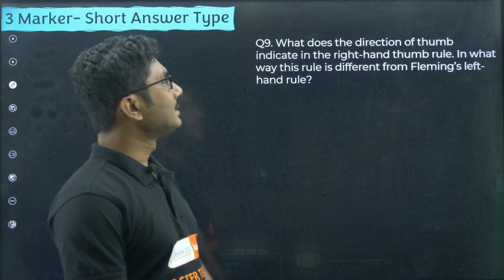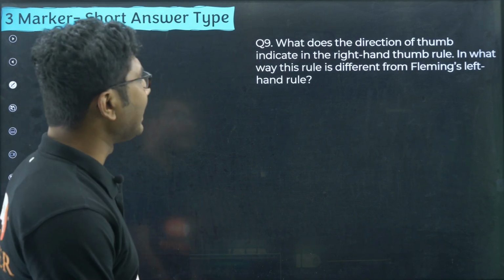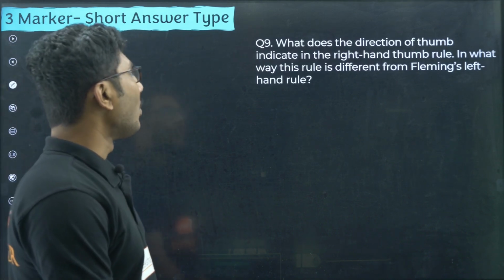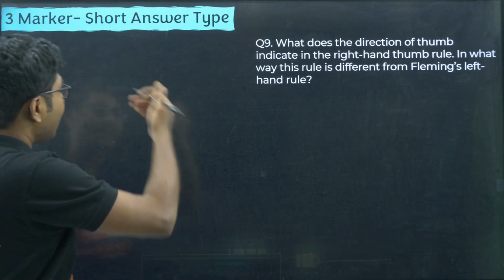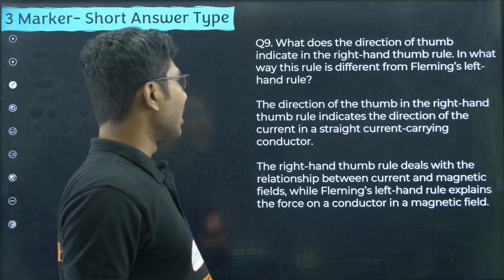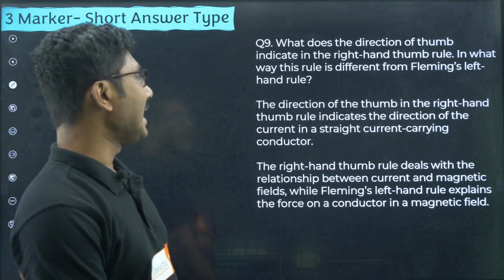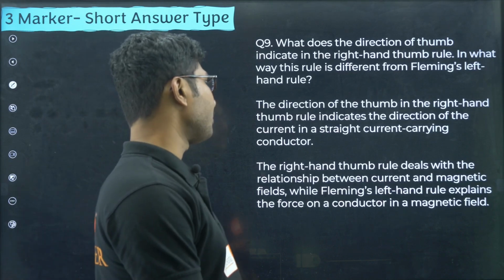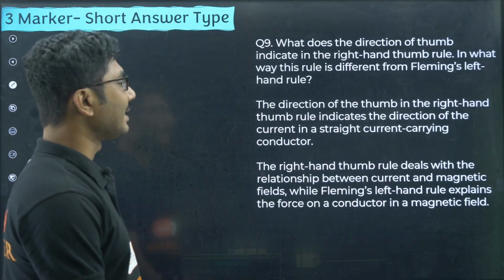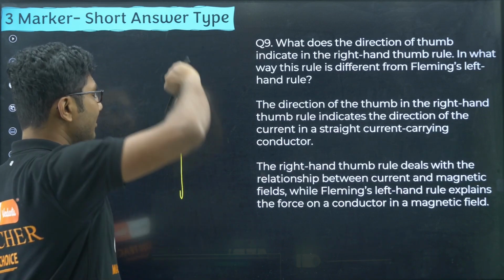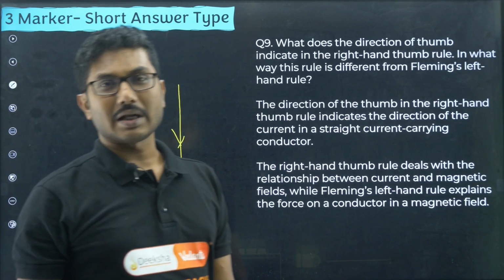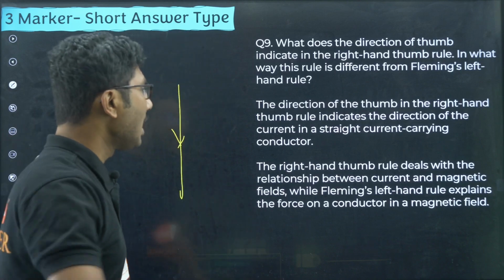Now, what does the direction of thumb indicate in the right hand thumb rule? In what way is this rule different from Fleming's left hand rule? This is a 3-mark question. So, slightly longer answer. The direction of thumb in the right hand thumb rule indicates the direction of the current in a straight current carrying conductor. Simple. So, we know that if there is a current carrying conductor, you have to point the thumb in the direction of the current. So, thumb represents the direction of current.